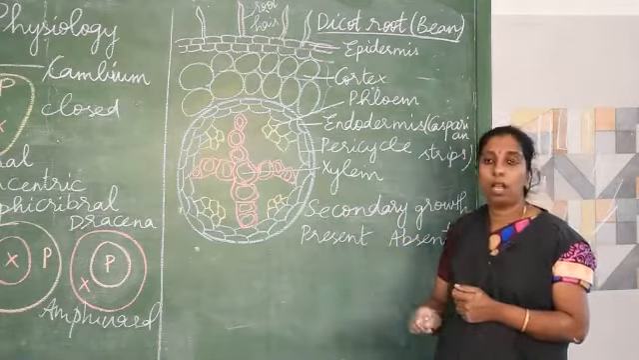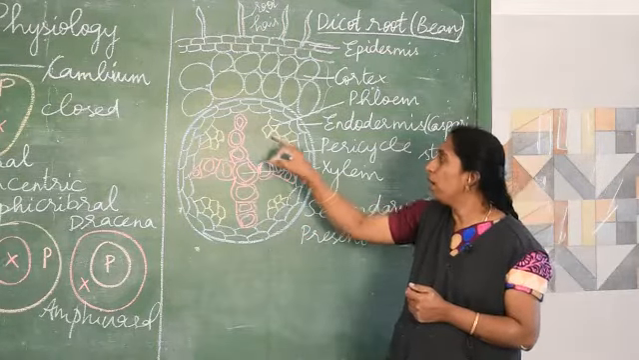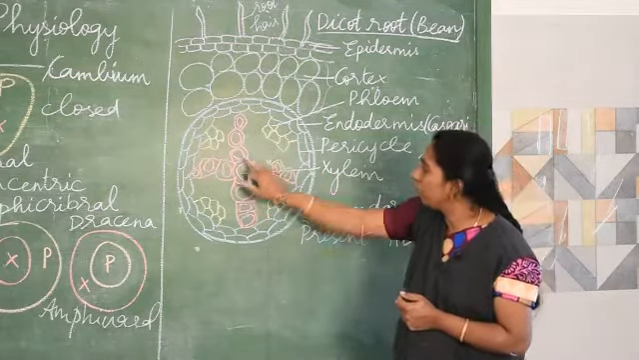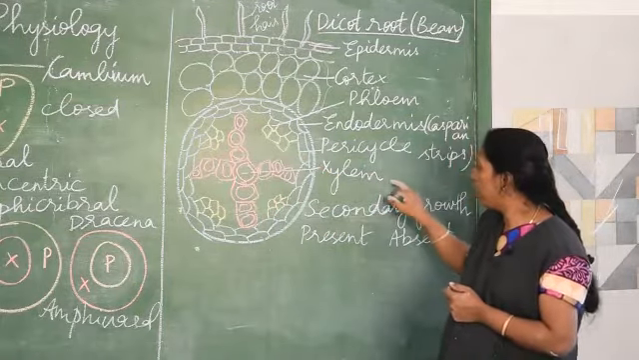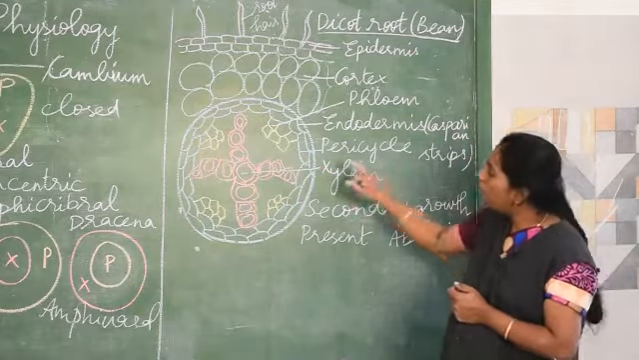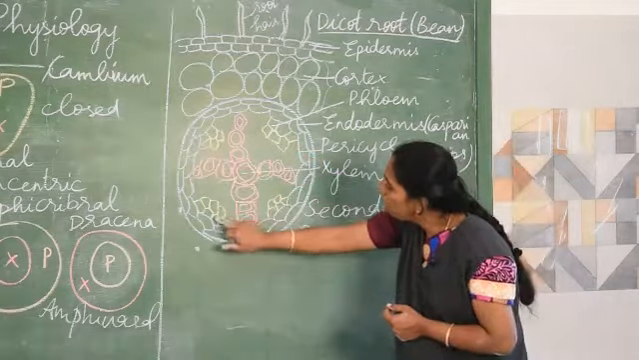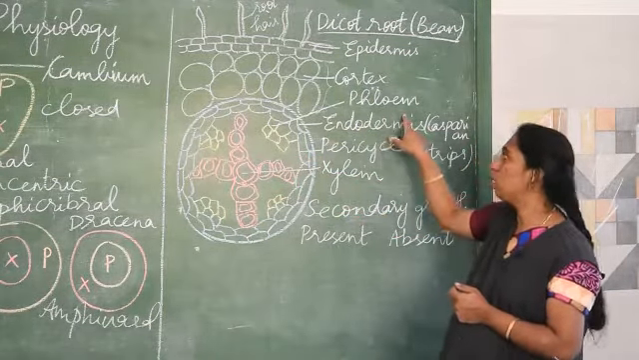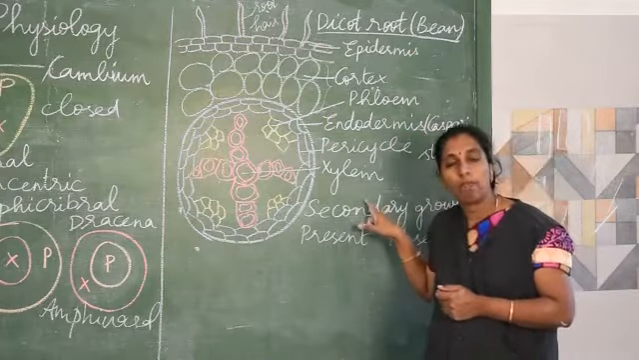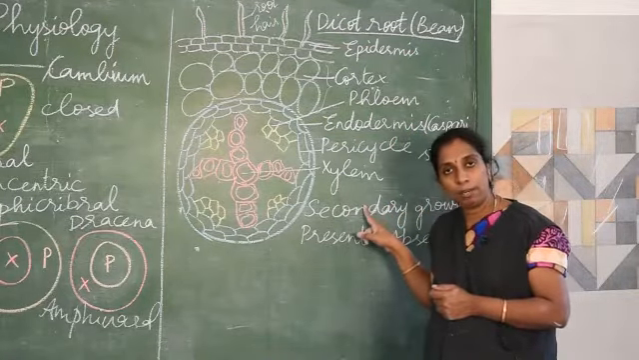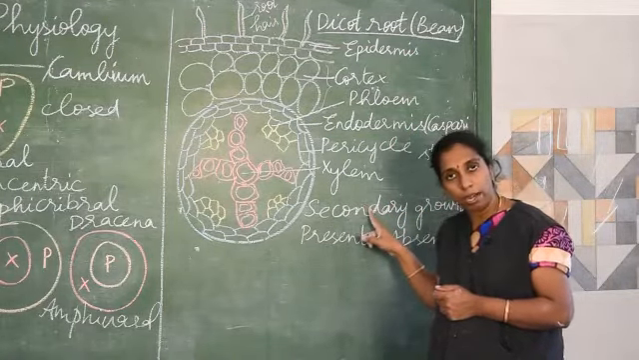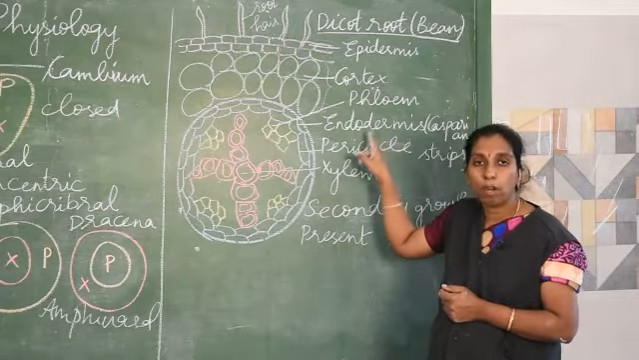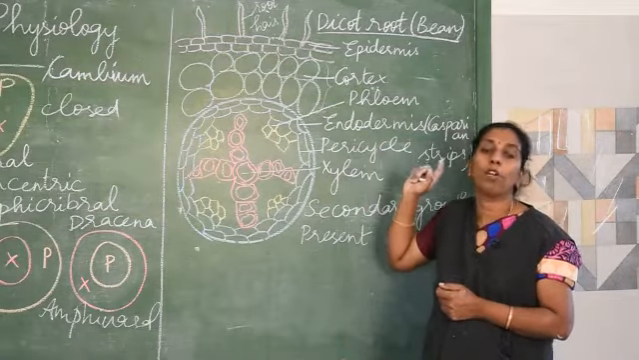Next is xylem and phloem. See, this pink color structure I have drawn is a representation of xylem, and this yellow color is a representation of phloem. What is the function of xylem? Xylem helps in the transport of water. Phloem helps in the transport of food. Always you have to remember.